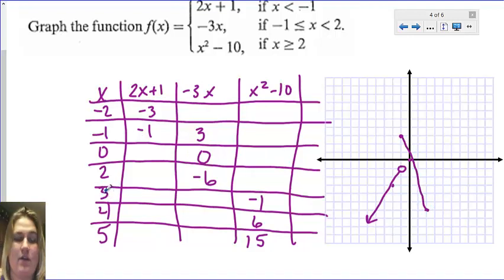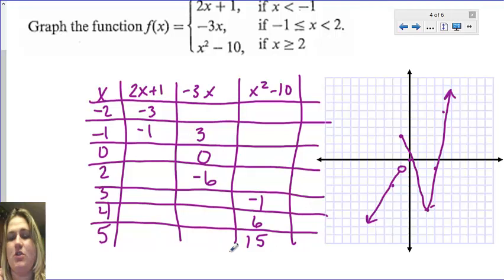And then we have 3, negative 1, so over 3, down 1. 4, 6: over 4, up 6. And then the last one is over 5, up 15, which is somewhere up here. So we're just going to take from that point here, and it's going like that. So that is what our graph should look like.